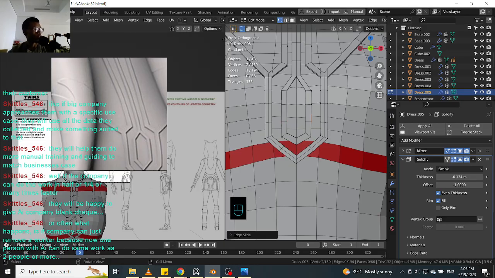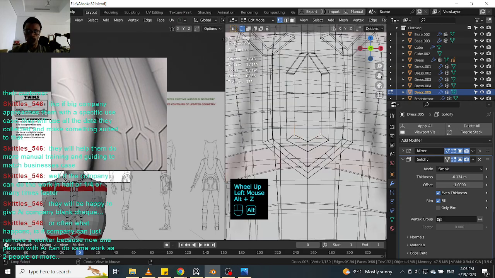Often what happens is if companies can just remove a worker, because now one person with AI can do the same work as two people or more. Damn. Reducing the numbers.